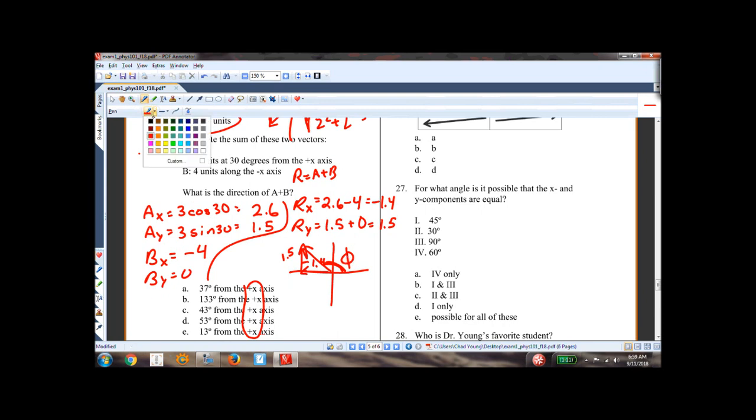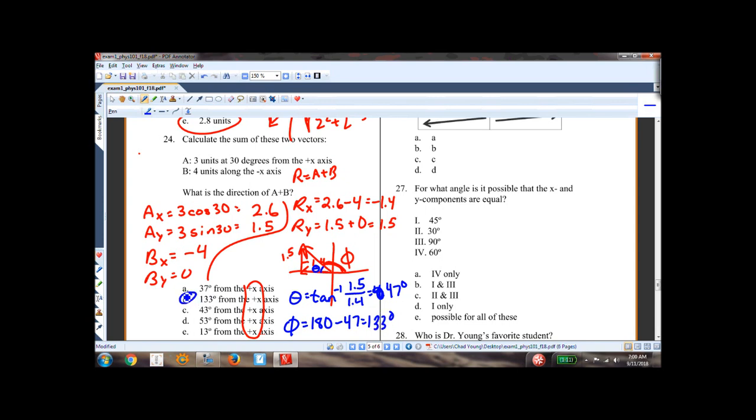Now, let's go ahead and find out what is this angle. Now, theta is the inverse tan of opposite over adjacent. That's 1.5 over 1.4. Which is 47 degrees. So I know that that angle is 47 degrees, so phi is going to equal 180 minus 47, which is 133 degrees. So B is the right answer.